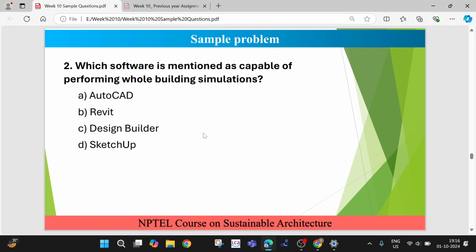Sir, Revit can also perform these simulations, right, with plugins? Yeah, but it is not that capable, because DesignBuilder has a large database of all the materials and compliance criteria. If we are talking about the capacity of different software, with AutoCAD also, people try to draw the building layout and then import the design, and in Revit it is the same.